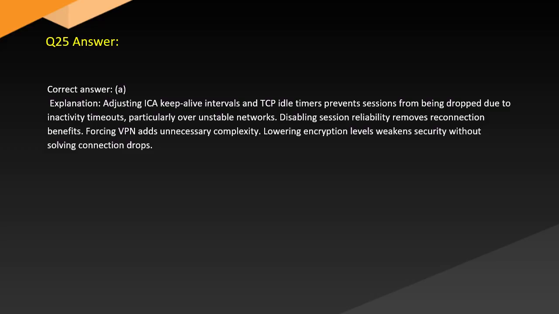Answer. Correct answer: A. Explanation. Adjusting ICA keep alive intervals and TCP idle timers prevents sessions from being dropped due to inactivity timeouts, particularly over unstable networks. Disabling session reliability removes reconnection benefits. Forcing VPN adds unnecessary complexity. Lowering encryption levels weakens security without solving connection drops.